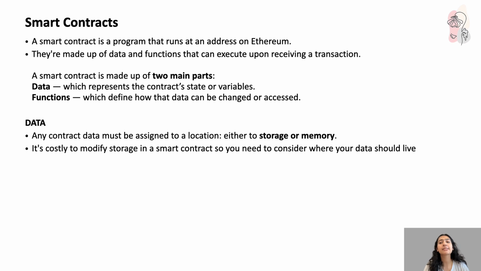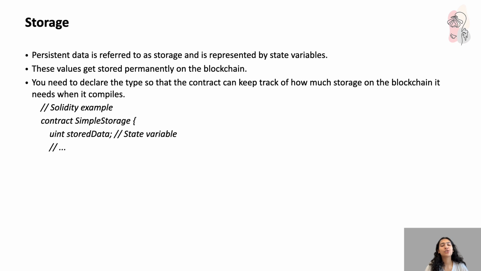And using memory is hence much cheaper than writing to storage, because writing to storage is actually writing on the blockchain. So let's talk more about storage. Persistent data is referred to as storage and is represented by state variables. So if you're not putting memory alongside your variables, they are state variables. And it's persistent data. The data is going to stay even if your contract has been completed. That the contract has been completed means your function has already run, but this data is going to stay with you. These values get stored permanently on the blockchain.